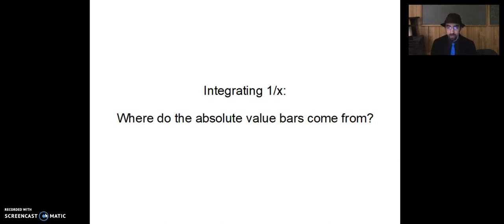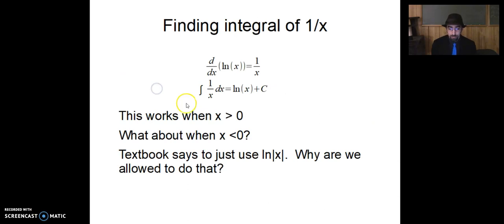Tonight, we're explaining where the magic absolute value bars pop up from when you're integrating 1 over x. If you look in the inside cover of most calculus textbooks and ask what's the integral of 1 over x dx, they'll tell you it's natural log of absolute value of x. The need for some rule when x is negative is apparent: you can't take the natural logarithm of a negative. But the function 1 over x does have values for negative values of x, so presumably you can integrate it. In this video, I'll explain why we're allowed to just throw the absolute value bars on there.